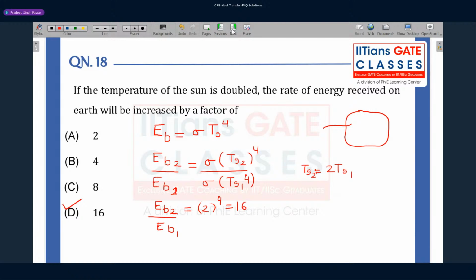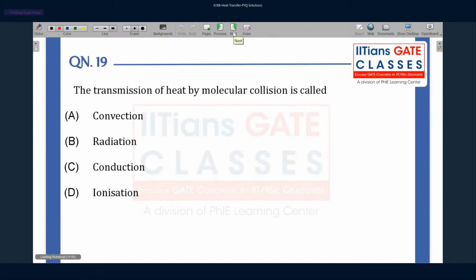Okay. Let's move to the next problem. Transmission of heat by molecular collision, what is it called? This mode of heat transfer is referred to as conduction. In convection, we know heat is transferred because of bulk fluid motion. I have a hot surface and there is a bulk fluid motion; let us say my fluid is at a lower temperature. Because of this bulk fluid motion, heat gets transferred from a hot surface to a cold fluid by the mechanism of convection.